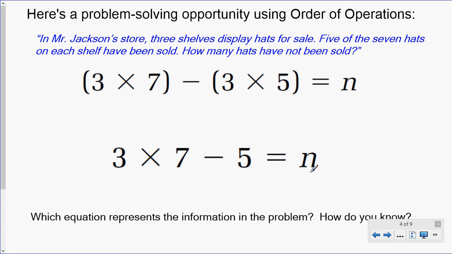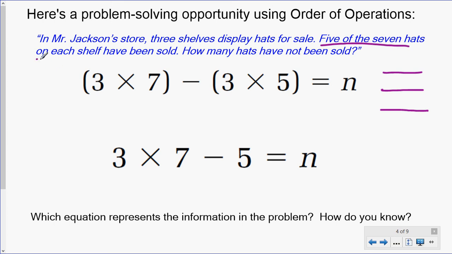Now there's 2 expressions here, and it says, equations, because there's equal signs. And it says, which equation represents the information in the problem? How do you know? Okay, so let me reread it. In Mr. Jackson's store, 3 shelves display hats for sale. So I'm just literally picturing 3 shelves. 5 of the 7 hats on each shelf have been sold. So that means that there were originally 7 hats on each shelf.